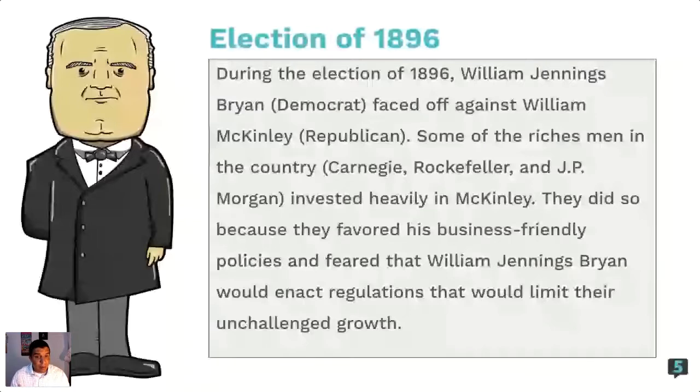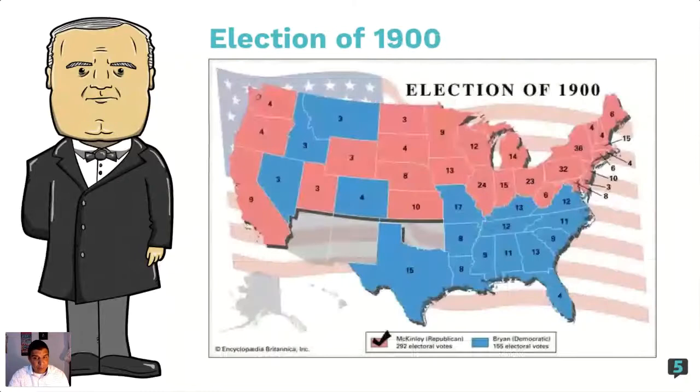But in that year, William McKinley and William Jennings Bryan are running for president. Some of the richest men in the country fear William Jennings Bryan because they believe he's going to come after them. So they put all their energy into helping elect William McKinley, because they see him as a pro-business, friendly president. They favor his policies, and with the help of big business, William McKinley becomes the 25th president of the United States. He wins all these red states here, and Bryan carries all the blue states.